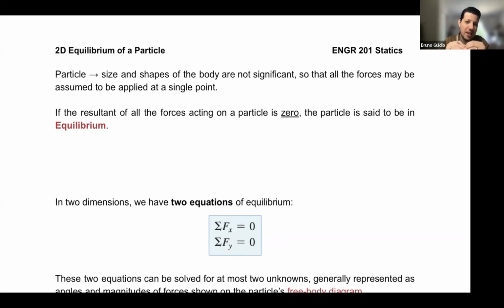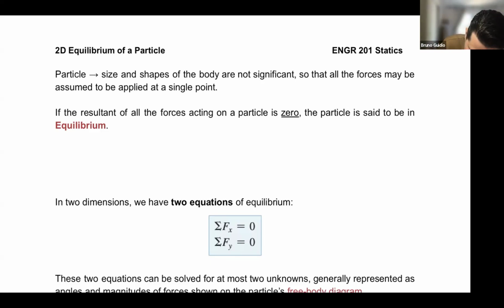We're going to talk about today the equilibrium of a particle in 2 dimensions. And what is a particle? A particle is a body whose size and shape are not significant, so small that it is like a point, and all of the forces may be assumed to be applied at a single point. So we can assume something is a particle when the shape of the body doesn't matter. All of those forces are going to be applied at the same point.